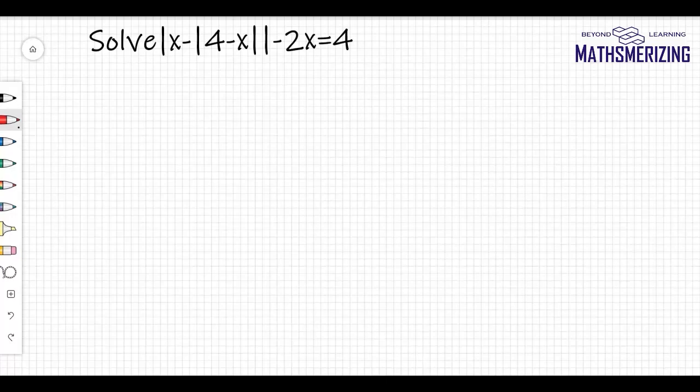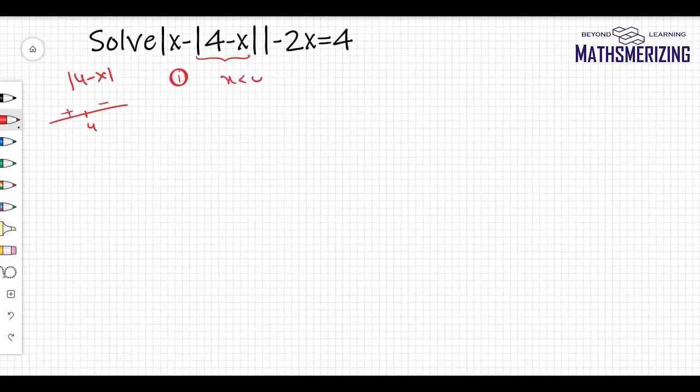First I'll go with the inner mod, which is mod of 4 minus x. For this one, the sign changes at 4, so this is minus and this is plus. So I'll take two separate cases. Case 1, when x is less than 4, and case 2, when x is greater than or equal to 4. Now when x is less than 4, 4 minus x is positive, so I can write mod x minus 4 minus x minus 2x is equal to 4.